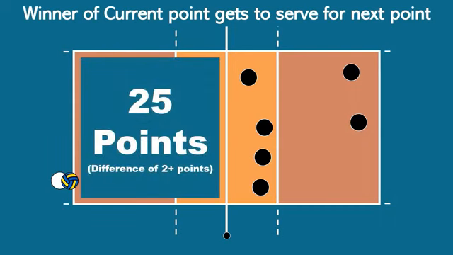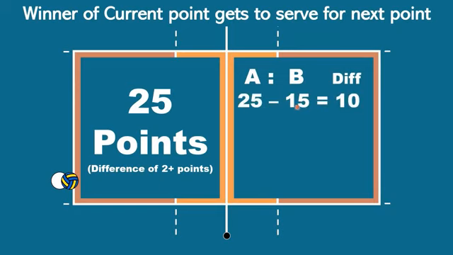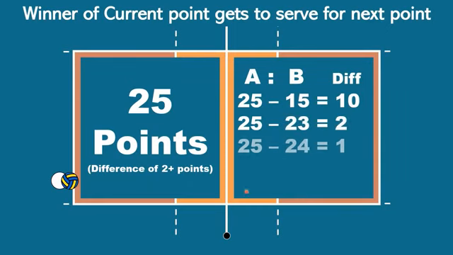25 points are required to win one set, with a difference of 2 points. What that means is, let's say there's a team A, you are team A, and let's say I am team B. You had 25 points, I have 15 points. The difference is 10, it's more than 2, so you won that set. 25-23, the difference is 2, you won that set.